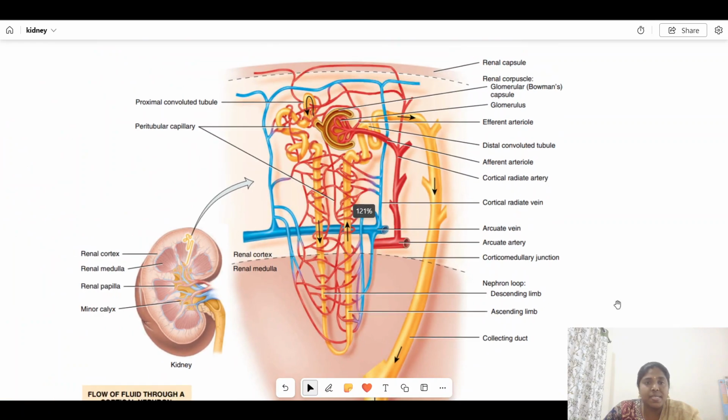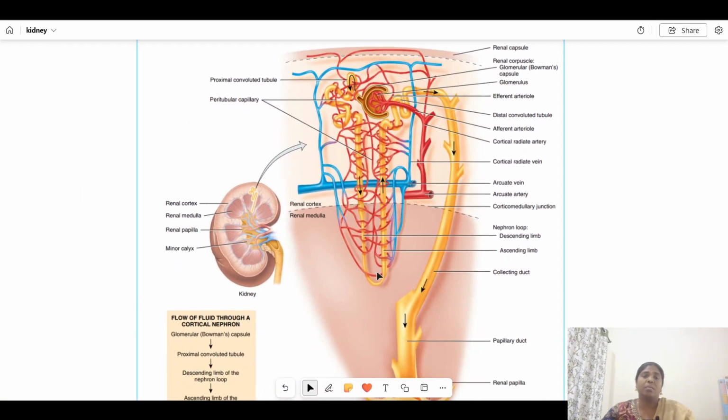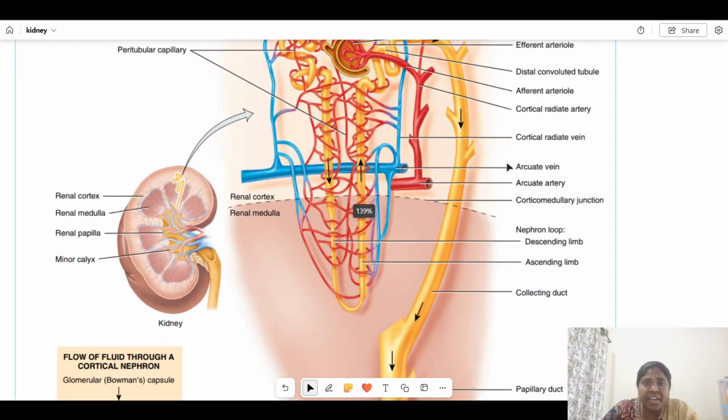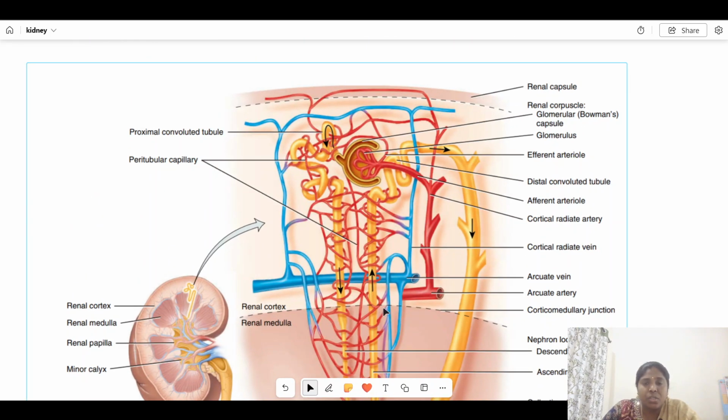When you look at the total Bowman's capsule, here we can see the entry and exit of the afferent and efferent arteriole. Here you can see the renal artery. From the renal artery, here goes the afferent arteriole. The afferent arteriole is nothing but the entry. So it starts with A.